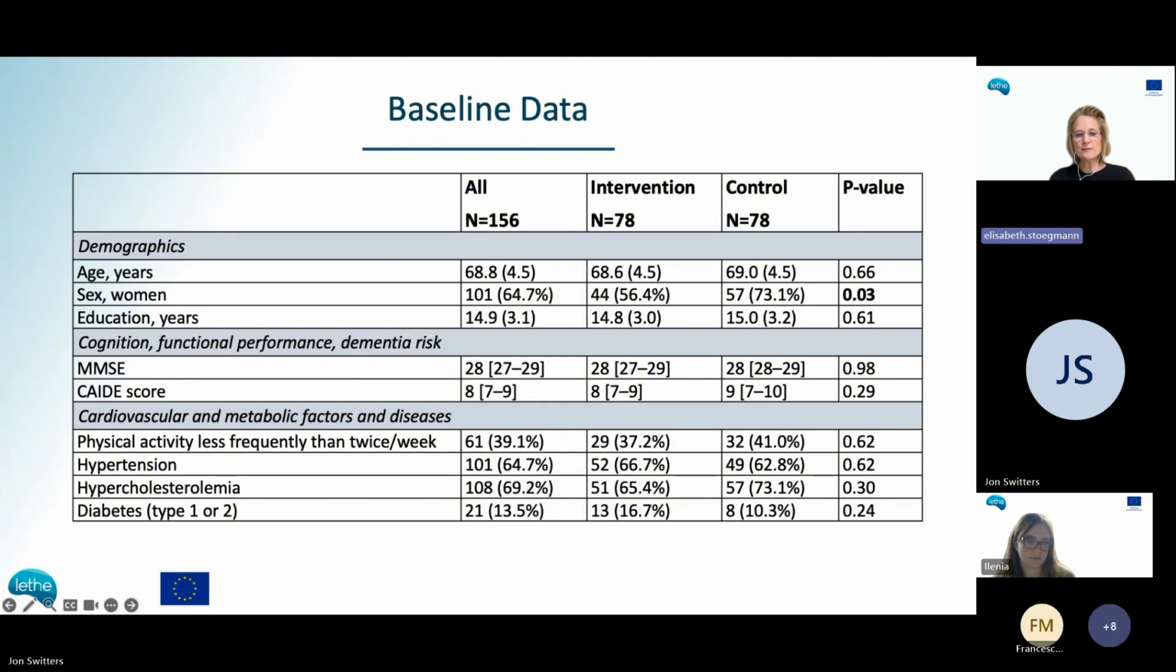And you can also see on the cardiovascular and metabolic factors that we managed to recruit a cohort which seems to be at risk of dementia. Most of the people were not that physically active. A lot of them had cardiovascular diseases like hypertension, hypercholesterolemia, and diabetes. Most of the parameters were quite equal in the intervention and the control group, apart from sex, which was higher in the control group. So females were more represented in the control group. Next slide, please.